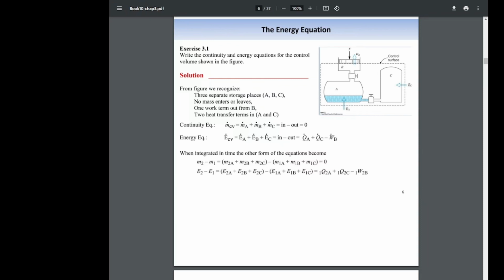So it just has the initial energies and then the final energies, which is going to be equal to what we observed before: the total heat coming in at subdomains A and C, minus whatever work is being done out. And that is pretty much it. So these are the 2 forms of the equations: the rate forms and then the finite forms here.